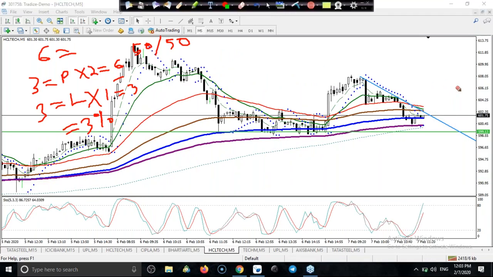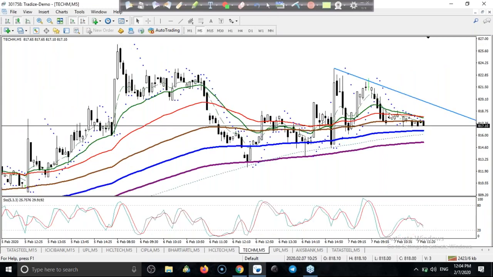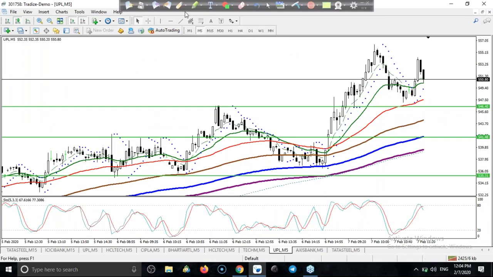Once they break this area, we are expecting the price to move somewhere here, and it will take about 1 hour, and the target will be somewhere here, around 2 hours. And next you can see Tech Mahindra. We are looking to buy above this area, not now, only on confirmation. UPL is already there.